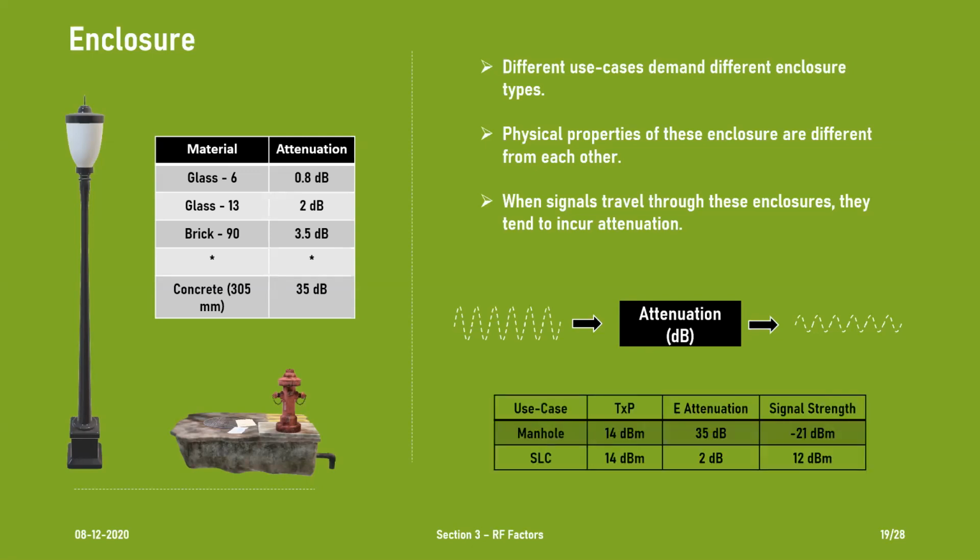What all that means is that if you're using a manhole or a street light controller use case with the same transmit power, same modem, and everything else the same, but the enclosures are different, the enclosure attenuation is essentially different, and hence when the signals come out of the enclosure, they're going to have different signal strengths. So that's what you would want to know: what is the enclosure that your solution is going to offer, and you would want to work out that particular enclosure attenuation. That is one thing. Second, the most important of all, is the transmission height.